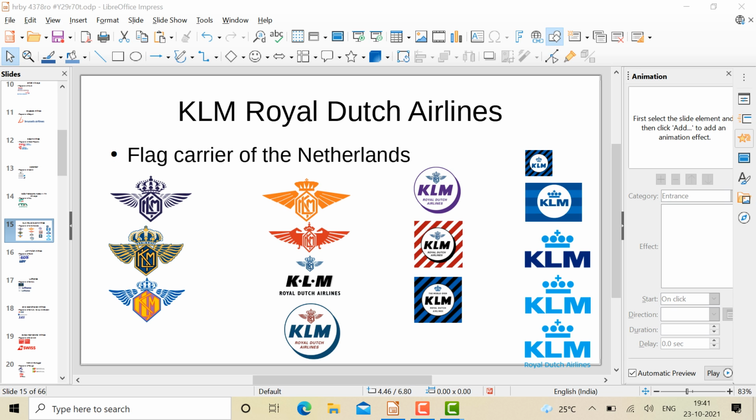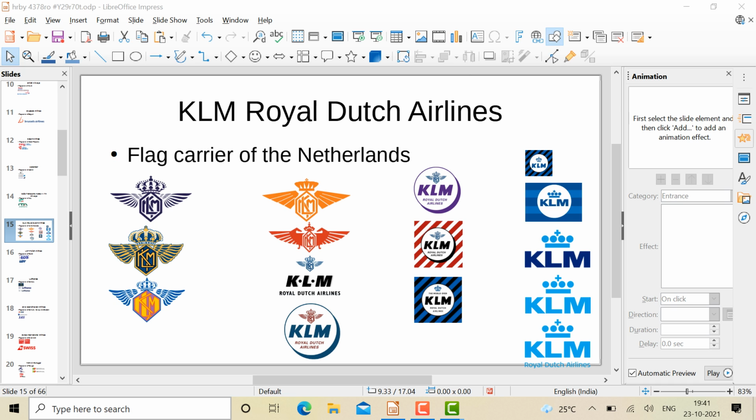KLM's first logo had a crown with the name KLM in the center with wings. The second logo didn't change much except for the colors. The third logo was also a bit of a change in the colors and the font work of KLM. It was just a little bit changed. The fourth one also involved the same components, but the color was changed again. The fifth logo, however, was a bit changed.